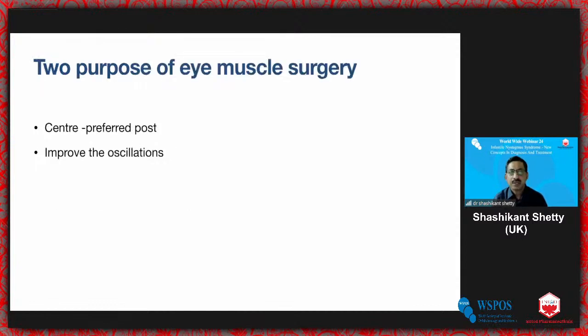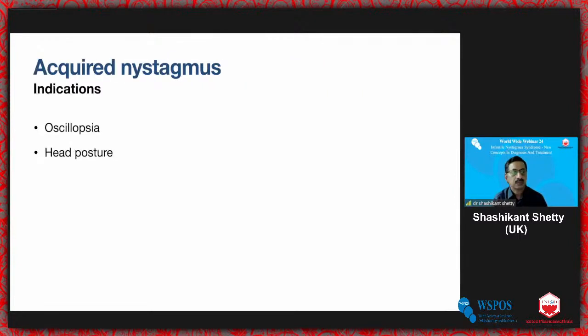There are two purposes of eye muscle surgery: to center the preferred position and also to improve the oscillations. In acquired nystagmus, what are the indications? One is if they have associated oscillopsia, and patients who have head posture. Like in patients who have downbeat nystagmus, 5 prisms base-up in both eyes help in improving the oscillopsia in these patients.